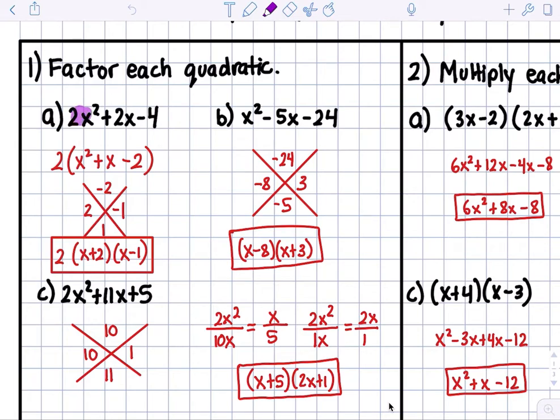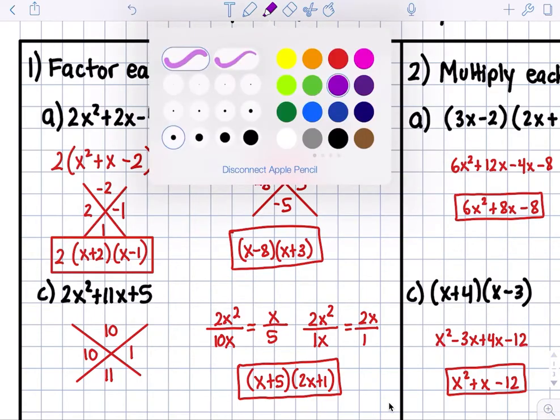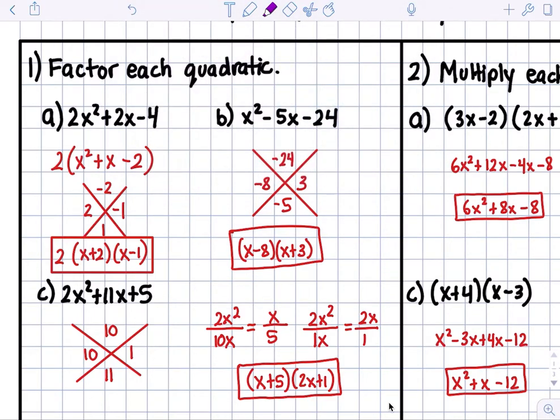So for this first one, notice that you can take a 2 out from each term. So right here, notice that I put out a 2. I factor out a 2 from each term, and then to simplify it, you just divide each one by 2. So 2 divided by 2, you guys, is 1, which gives us 1x squared. 2 divided by 2 is 1, which gives us 1x, and negative 4 divided by 2 will give us negative 2.